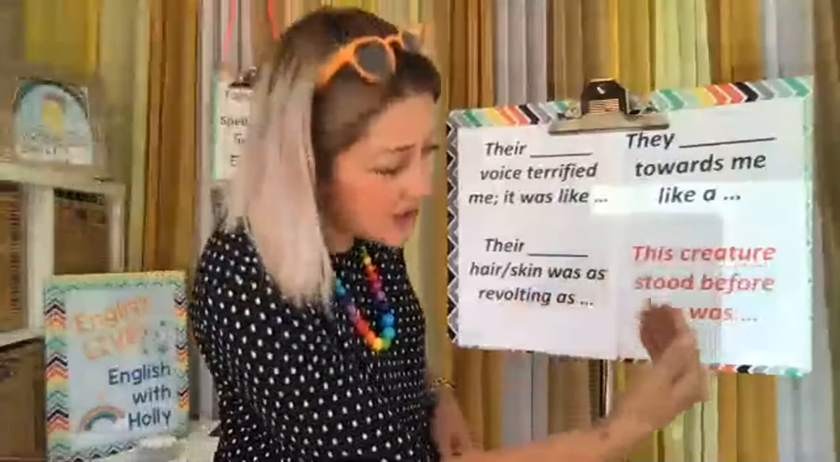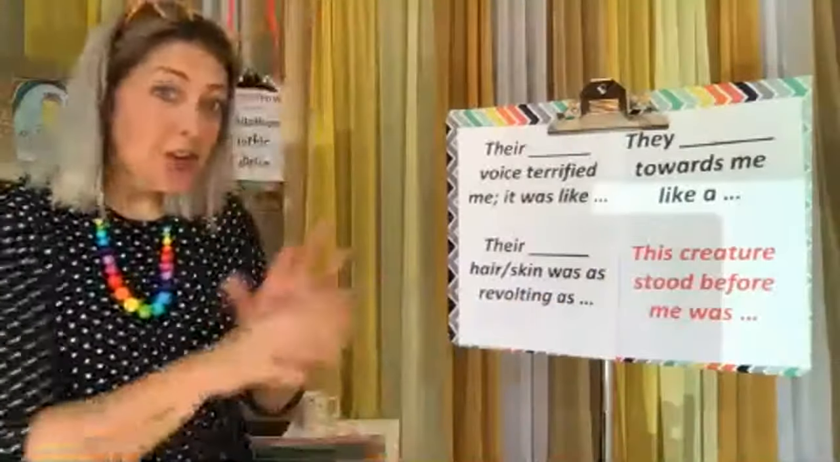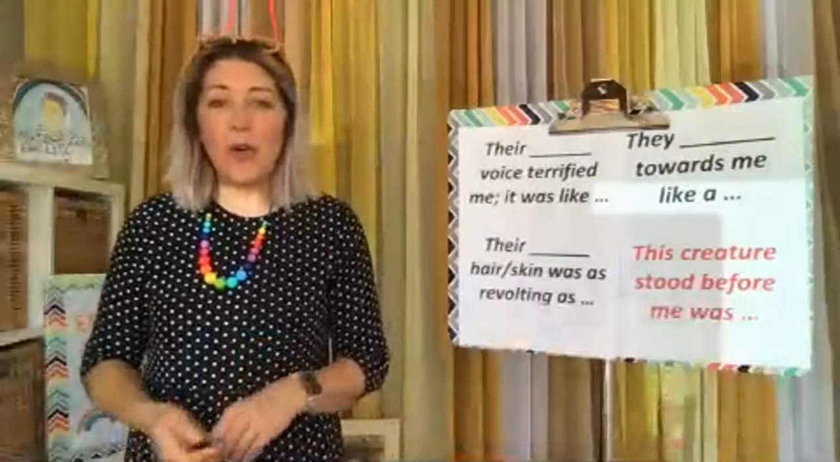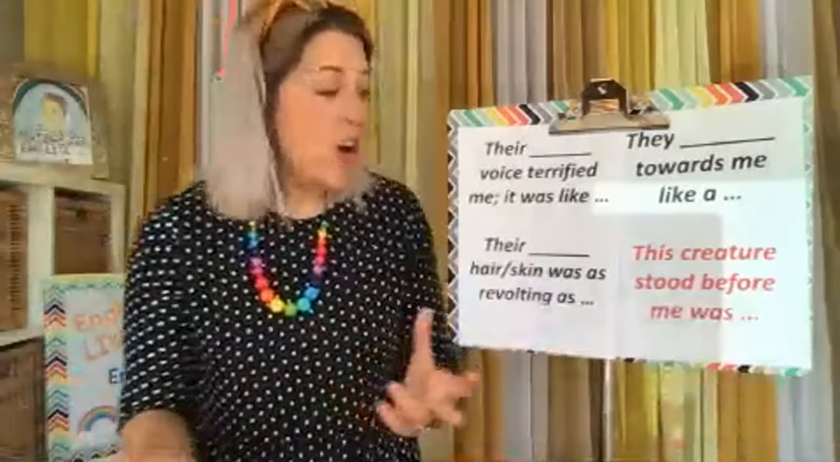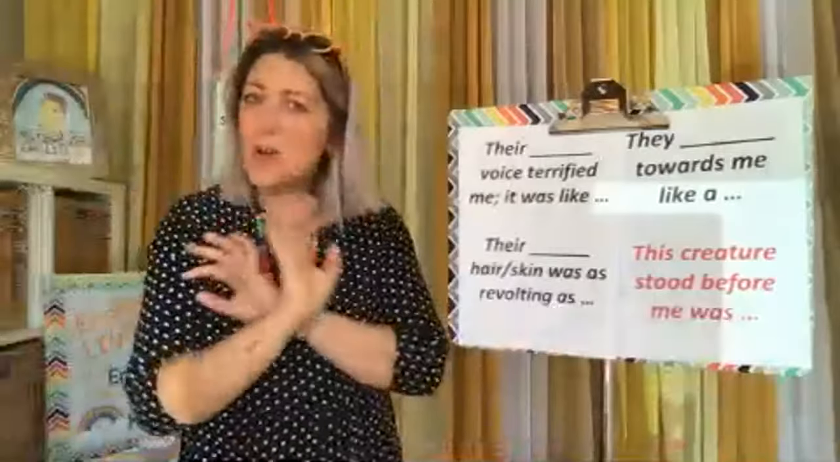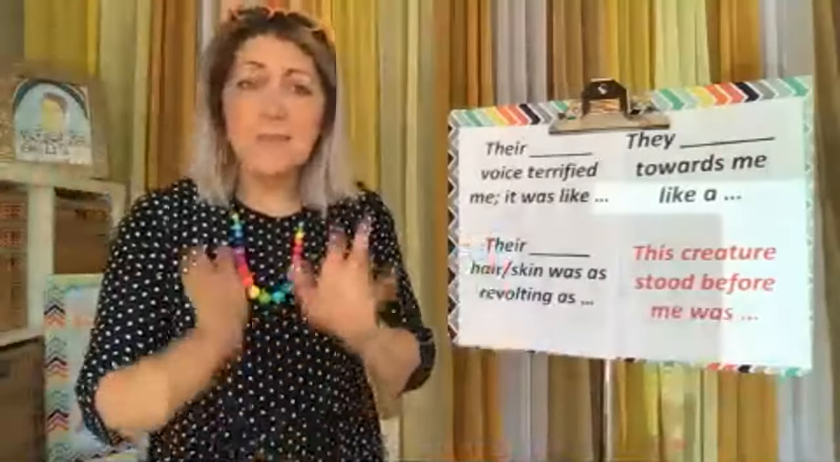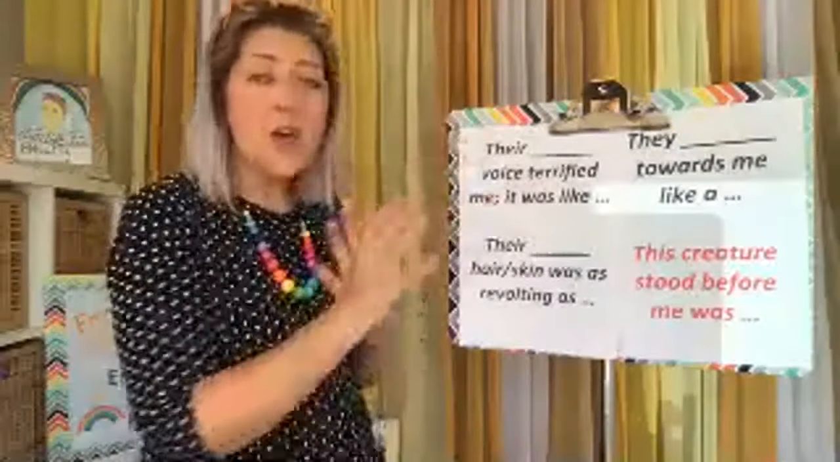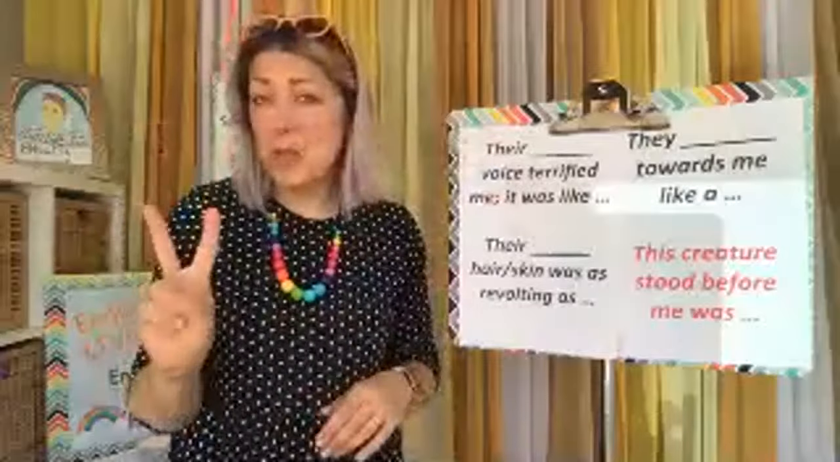And then, this creature stood before me was... you can either come up with a simile or a really cool description or anything you like. That one's your absolutely free range sentence. You can do 1, 2, 3, or 4 sentences. I'm going to give you 2 minutes to do it.